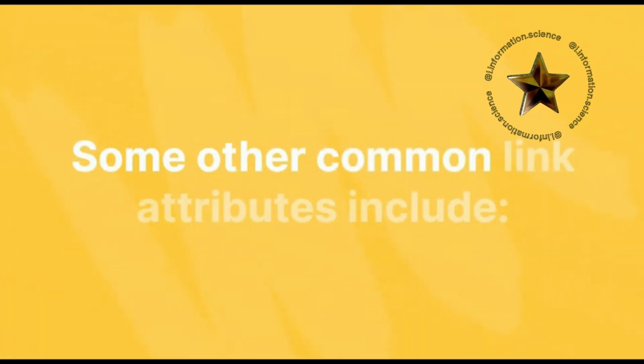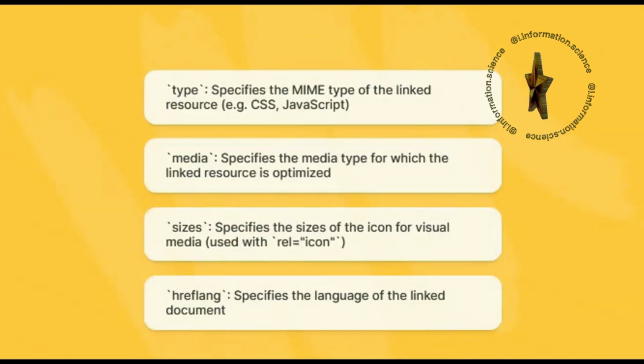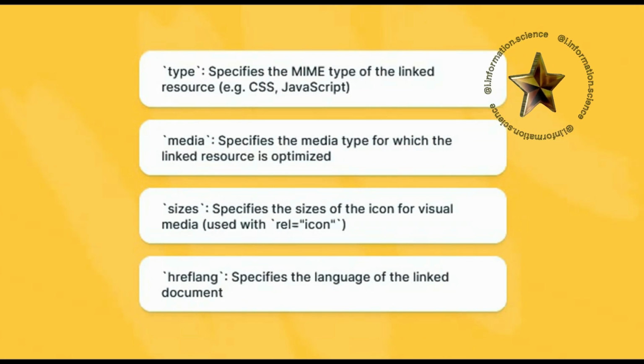Some other common link attributes include: type specifies the MIME type of the linked resource, e.g. CSS, JavaScript. Media specifies the media type for which the linked resource is optimized. Sizes specifies the sizes of the icon for visual media used with rel is equal to icon. Hreflang specifies the language of the linked document.